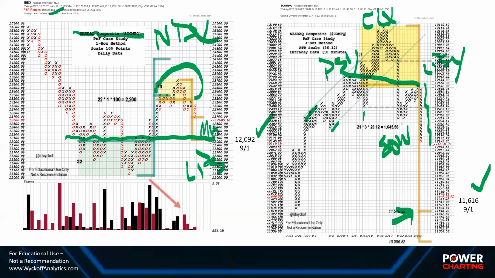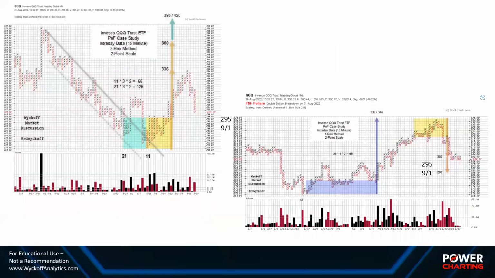Exactly. So it's really a very sharp decline with a lot of supply present, and the point and figure charts are doing a pretty darn good job of showing the way. So we will look at some sentiment here in a minute, but let's go to the Qs, and we can see here on the Qs that we went up to within one box of the minimum objective.